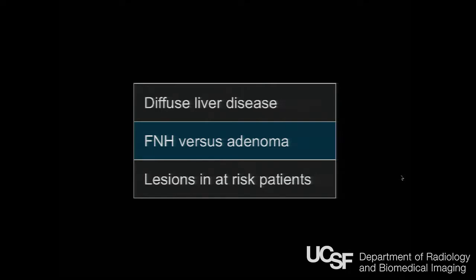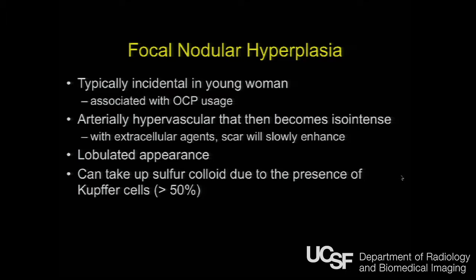So now we'll talk a little bit about the FNH versus adenoma, which is always a fun conversation. So focal nodular hyperplasia, we're familiar with these, right? They're typically incidental in young women associated with oral contraceptive use. The one other place we see it actually quite a lot is in patients who are on chemotherapy, right? Chemotherapies that injure the liver will lead to, in essence, nodular regenerative hyperplasia, which is identical in essence to focal nodular hyperplasia. So chemotherapy patients will also develop FNH.